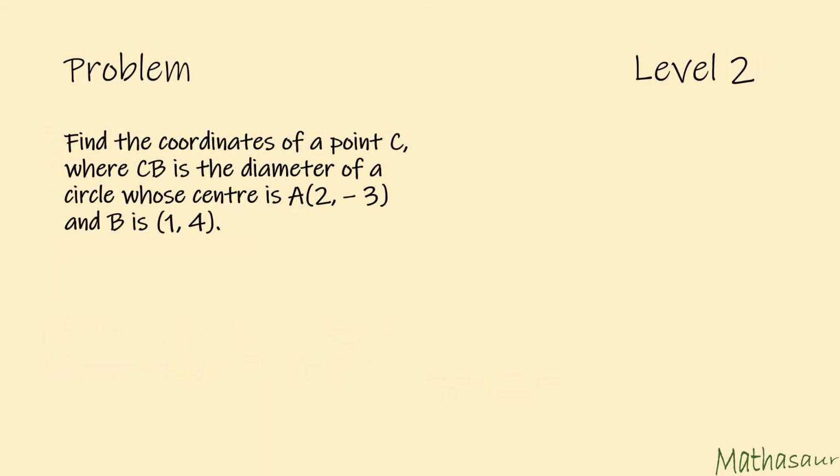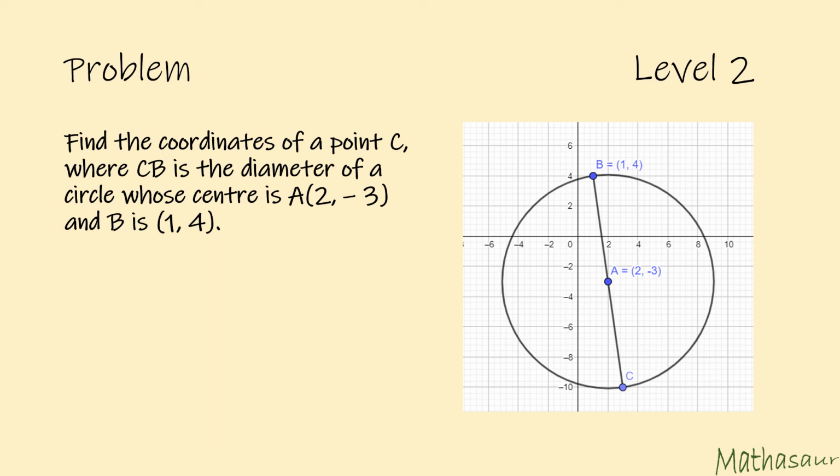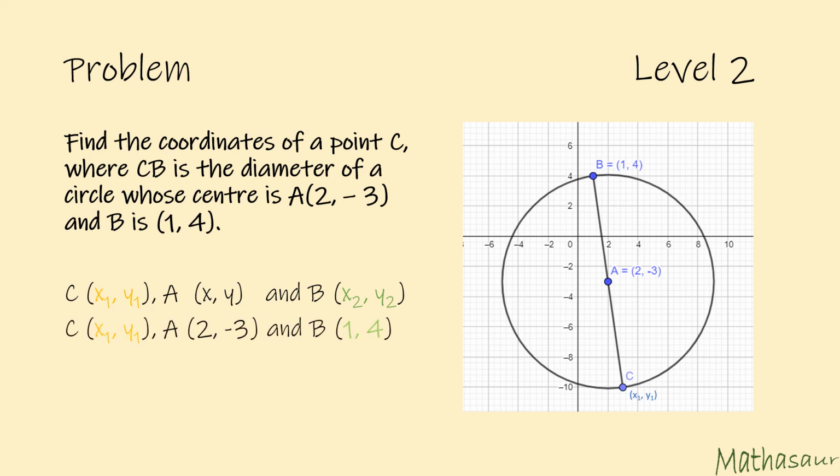Let us look at another problem. Find the coordinates of a point C where CB is the diameter of a circle whose center is at A (2, minus 3) and B is (1, 4). Okay, so we are given the center of the circle and a point on the circle. So let us join these two points to form the diameter BC. Now let us call the coordinates of point C as x1, y1. The coordinates of point A would be x, y, and the coordinates of point B would be called x2, y2. Now we know the coordinates of point A and point B.